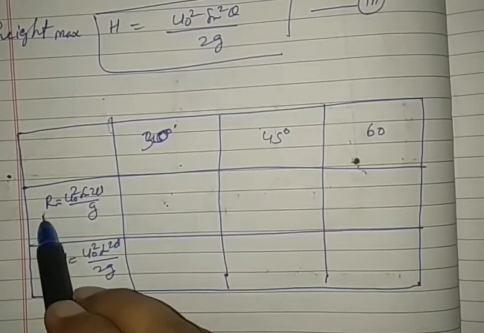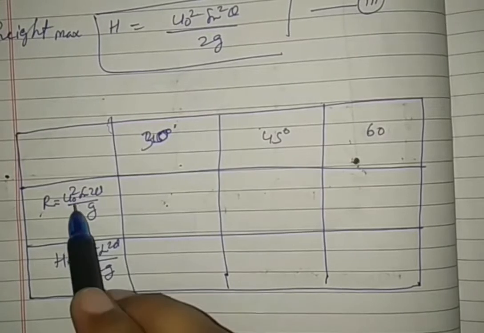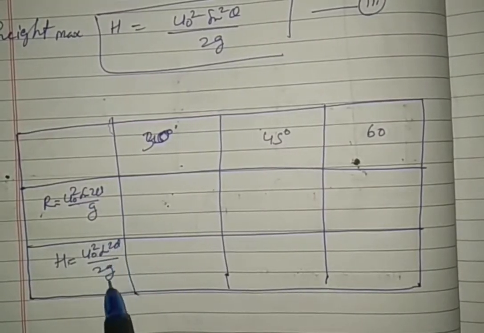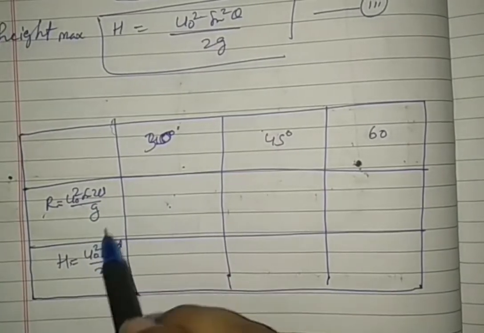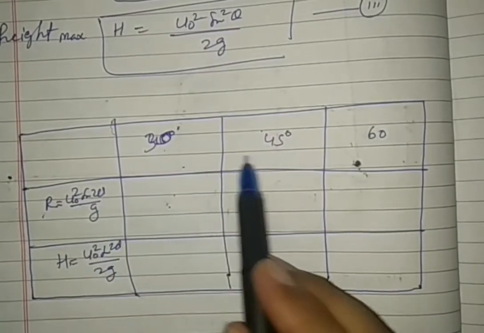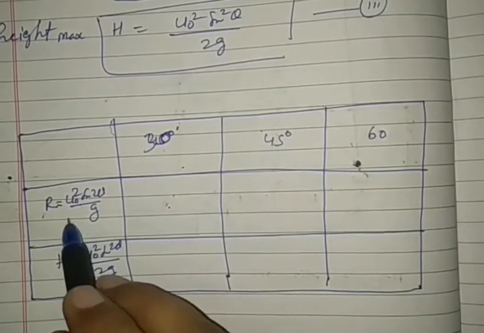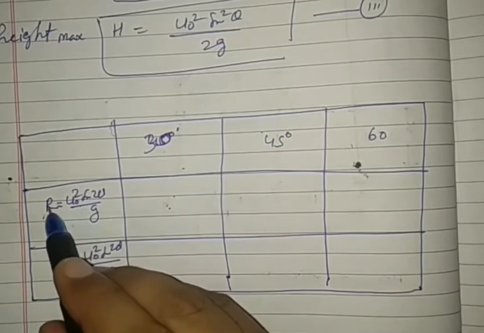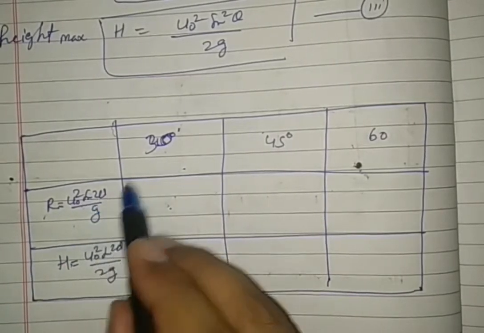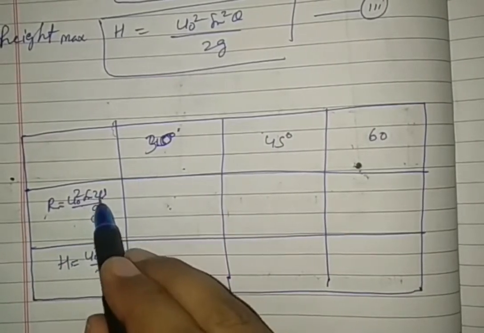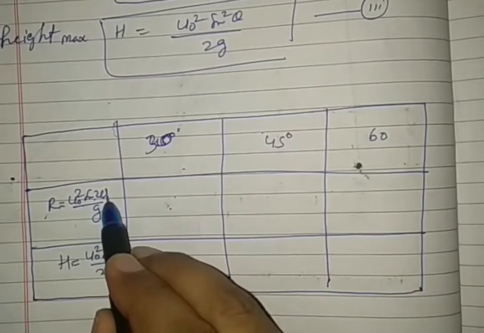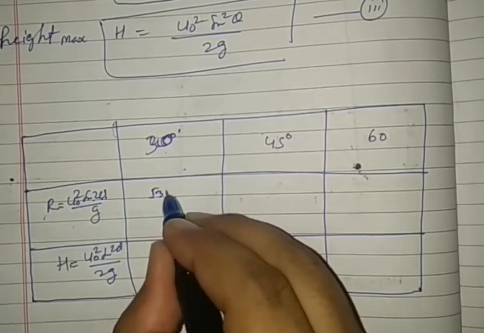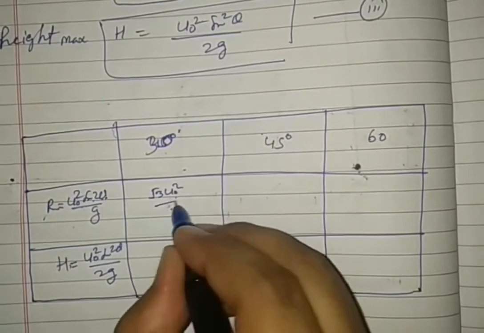Here I have written the formula of range of projectile, u naught square sin 2 theta by g, and H is equal to u naught square sin square theta by 2g. We will obtain these for 30 degree, 45 degree and 60 degree. See very carefully all these formulas. We want the formula of range and height in case of 30. Here theta is 30, which means 2 theta is 60. Sin 60 is root 3 by 2. So it becomes root 3 u naught square by 2g.